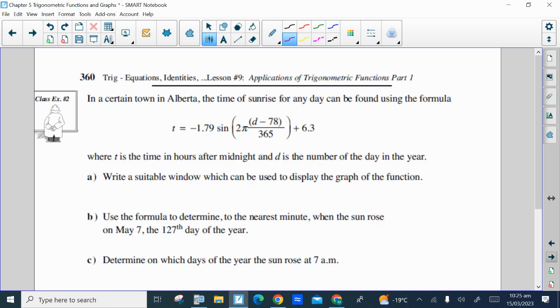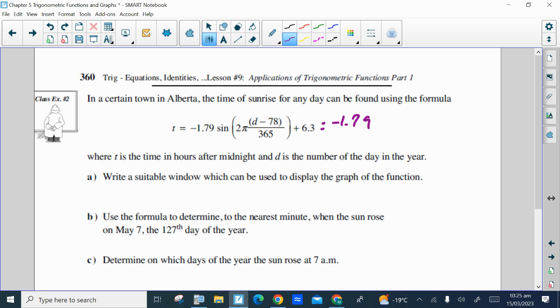So here's one dealing with time of sunrise. In a certain town in Alberta, this equation can be used to find the time of sunrise, where T is the time in hours after midnight that the sun will rise, and D is the number of the day of the year. Now, once again, we would probably rewrite this equation a little bit so it's in the form that we're used to dealing with.